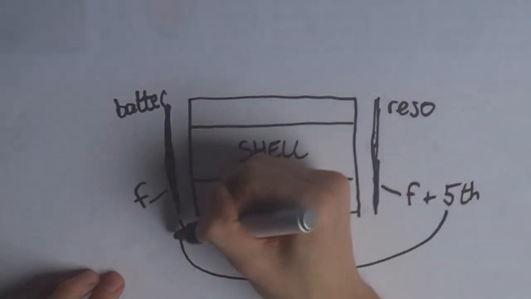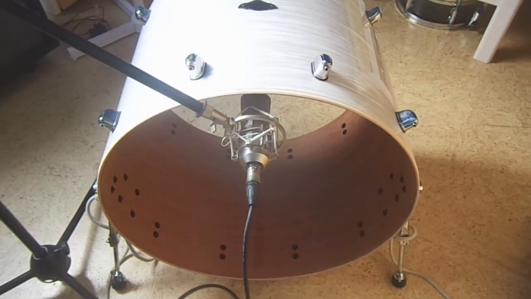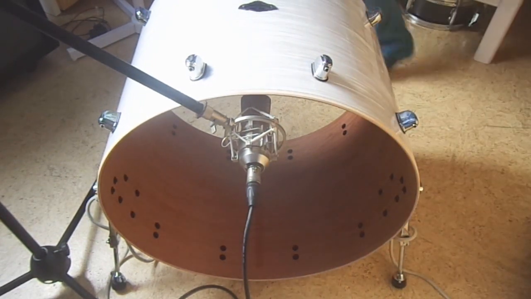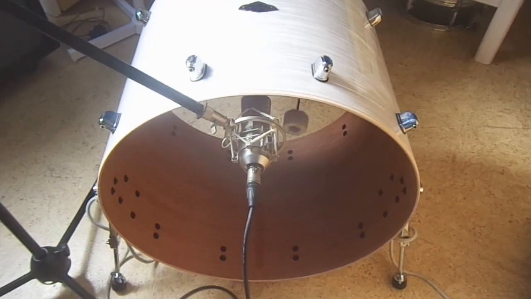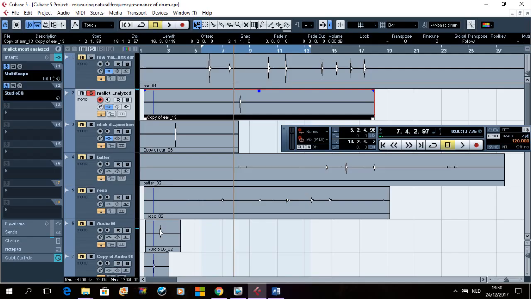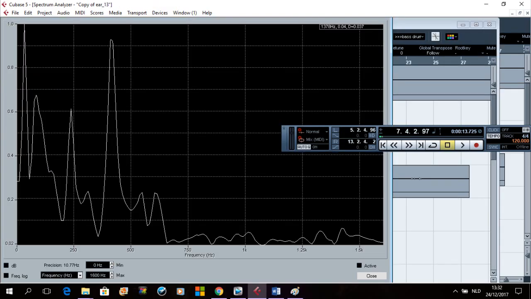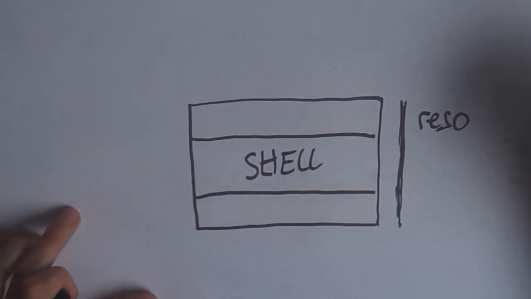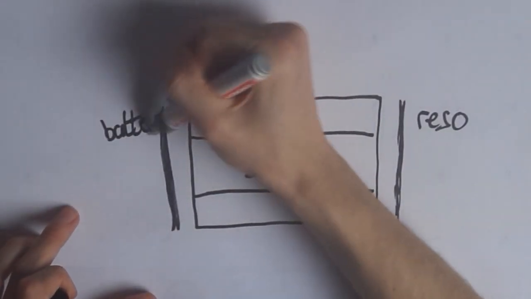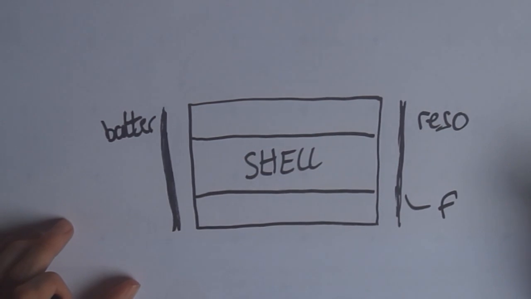In the second way, I removed the drum heads and I excited the drum shell. I recorded that signal, took it into my DAW and watched the frequency spectrum. I then tuned the reso to the strongest frequency to come out of that frequency spectrum. Again, I tuned the other head to the fifth below it.